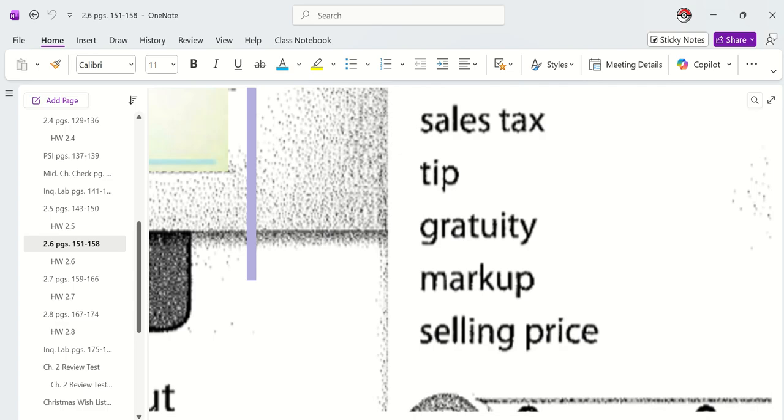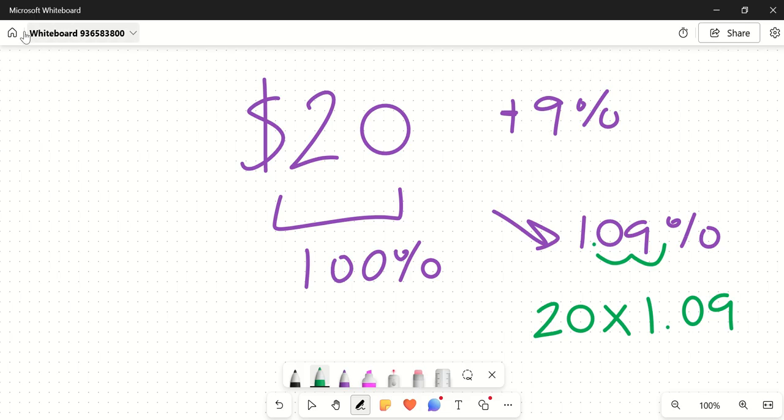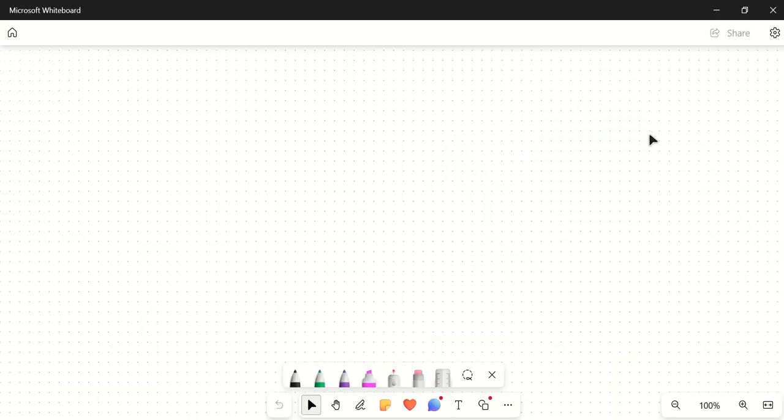And then markup and selling price. Let's get into that. So like we talked about yesterday in class, when a company or a store buys an item, they buy it for a certain price and then turn around and sell it for a more price, because that way they get what?